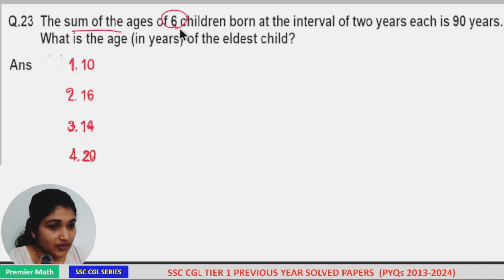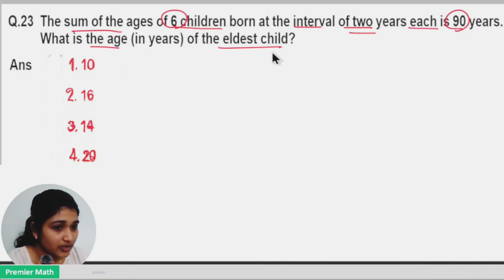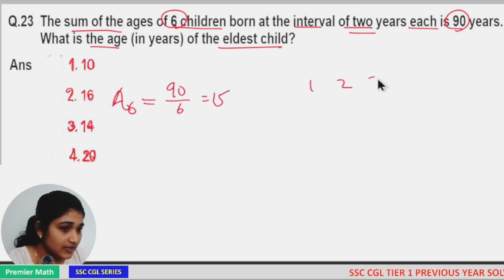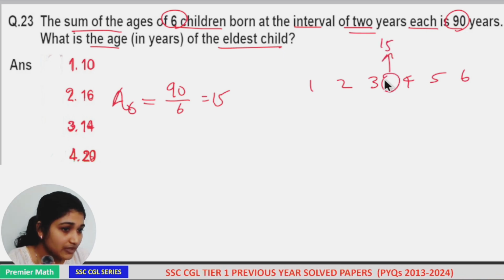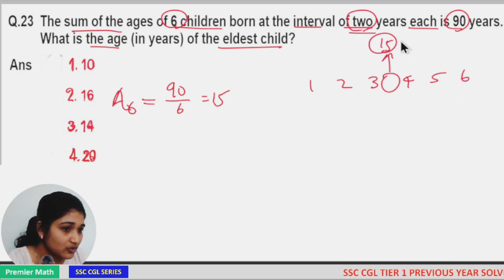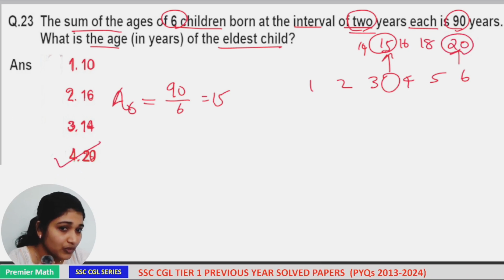The sum of ages of 6 children born at an interval of 2 years each is 90 years. What is the age of the eldest child? Take the average of the 6 children, which is the sum 90 divided by 6, which is 15 years. Total 6 children. The average of these 6 children means the middle number is the average, because the difference between each of these numbers is equal. And total 6 numbers means an even count. So 15 is the middle number, then this should be 16 and this should be 14. Then this is 18 and this is 20. Means the eldest child is 20 years old. Option 4 is your answer.